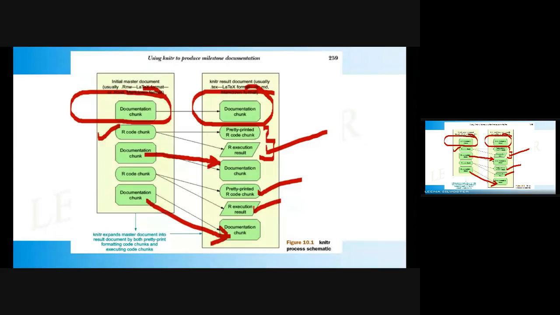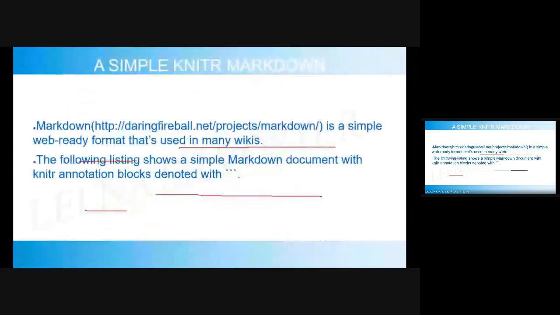So this is the schematic diagram of a simple Knitr markdown. Markdown is a simple web-ready format that is used in many wikis. Usually, a knitted annotation document is denoted with three quotes. Actually, there is no full stop here. So, knitted annotation blocks are denoted using three quotes.